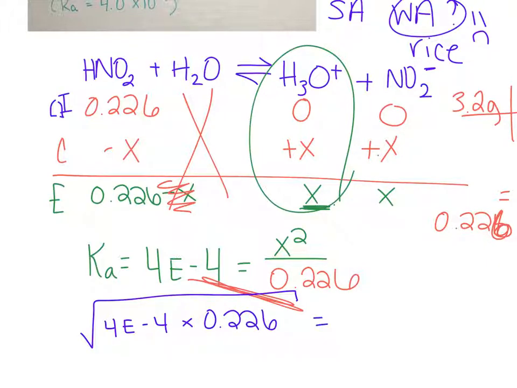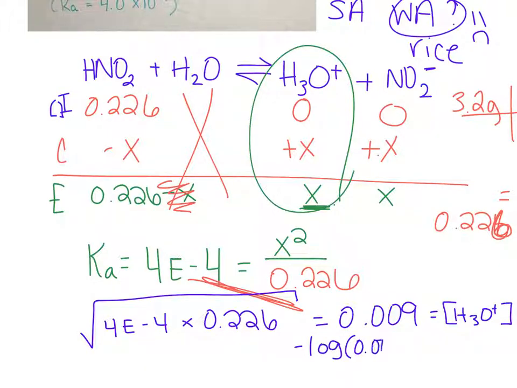So you should have gotten like 0.009-ish. Okay? And that's still not our answer. If I was asking for the concentration, that's what you guys could have said. Okay? But we got to do that last little step where we take negative log of this value. And your pH ended up being 2.02. Okay? All right.